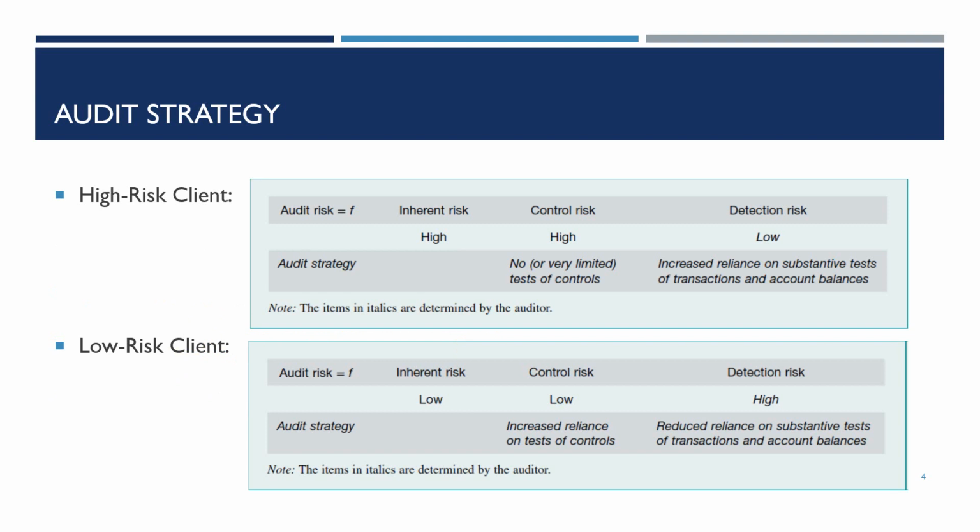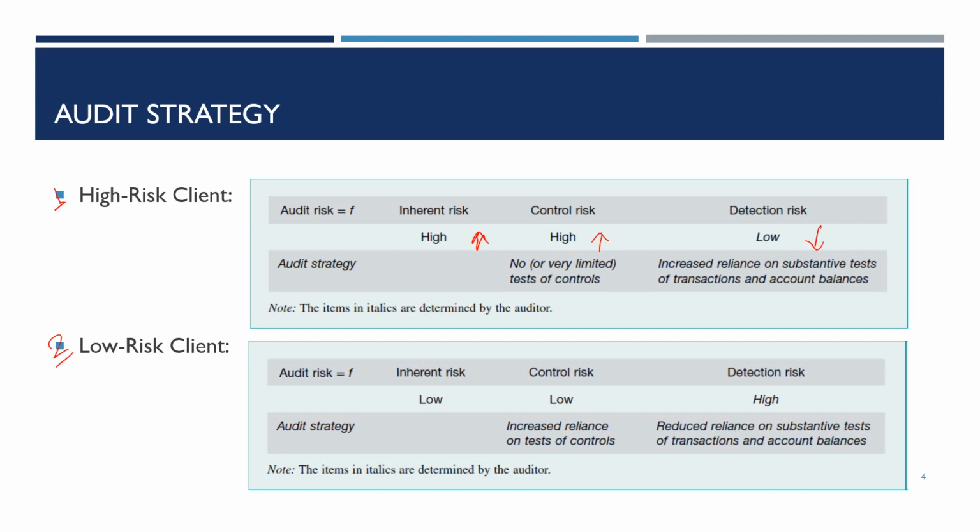So now this figure provides examples of audit strategies for two extreme cases, such as a high-risk client and a low-risk client. In case of a high-risk client, when inherent and control risk are assessed as high, meaning the risk of material misstatement is assessed as high, then an auditor will set detection risk as low to reduce audit risk to an acceptable low level.